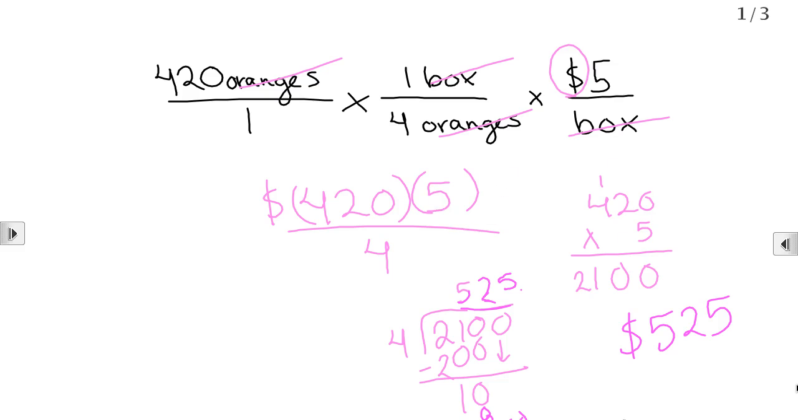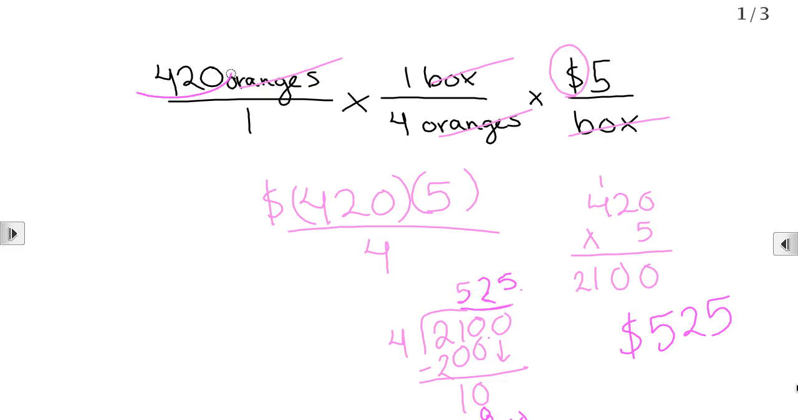All right, so when you read the problem, it said there was 1 box with 4 oranges. There's $5 a box. And you wanted to know the cost of 420 oranges. 420 oranges was the only thing in the problem that did not have something paired with it. It was all alone. So you start with it, and then you set up your problem so that what you're canceling is on the bottom of the next fraction. Then I multiplied, I got 2,100, and then I divided by 4. Miss Robeson came in and was talking to me while I was working this out, so it was kind of rough, but it ends up being $525, and that's how much 420 oranges would be.